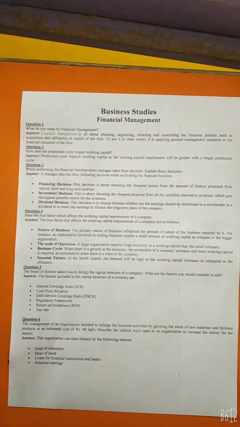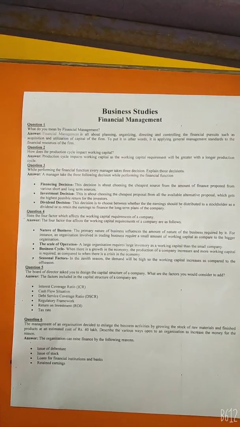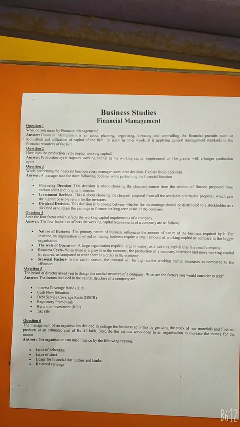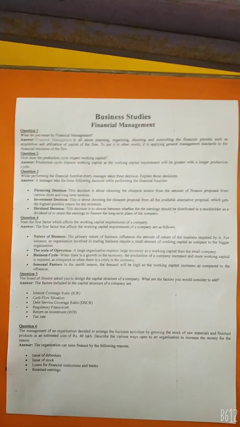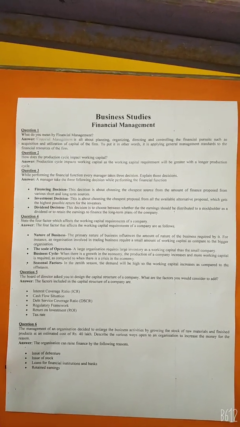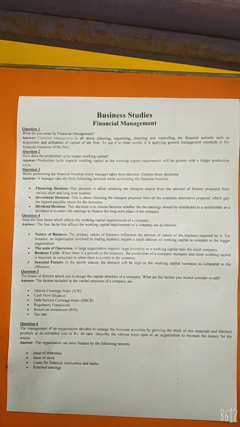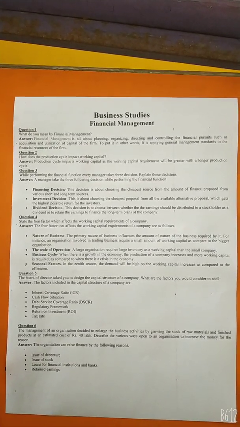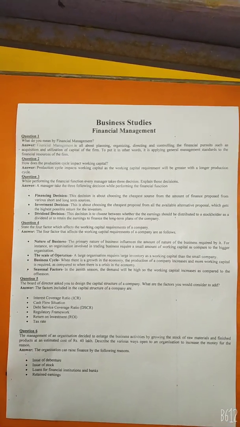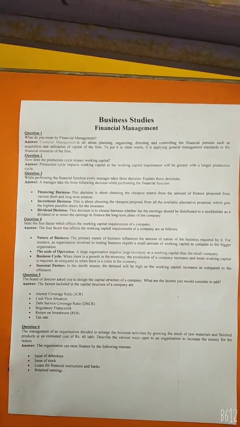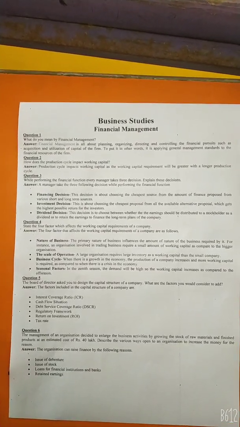Next question, state the four factors which affect the working capital requirement of a company. The four factors that affect the working capital requirement of a company are as follows. First, nature of business. The primary nature of business influences the amount of working capital required by it. For instance, an organization involved in trading business requires a small amount of working capital as compared to a bigger organization. Next, the scale of organization. A large organization requires large inventory as working capital than a small company.